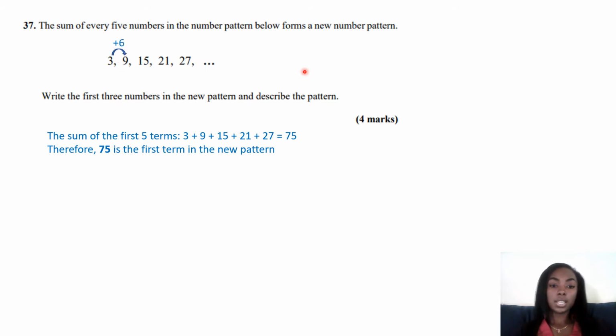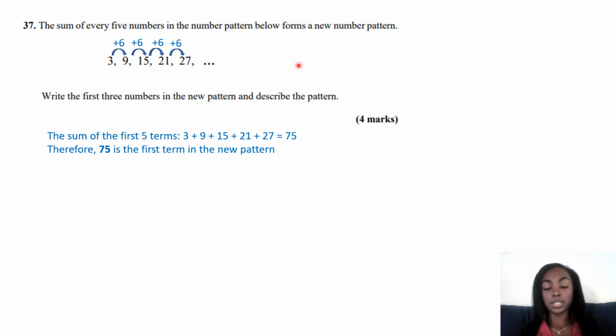So as we go from 3 to 9, we realize we go up by 6. From 9 to 15, we go up by 6. 15 to 21, we go up by 6. 21 to 27, we go up by 6. So guess what? The rest of the number pattern will be going up by 6. So we need to find out now what numbers will come after 27, right?